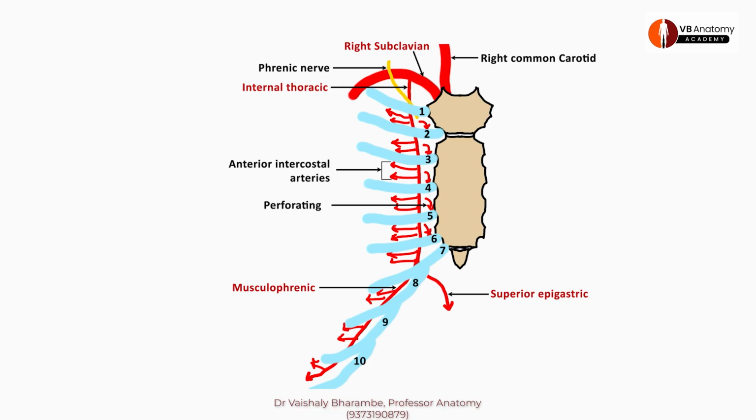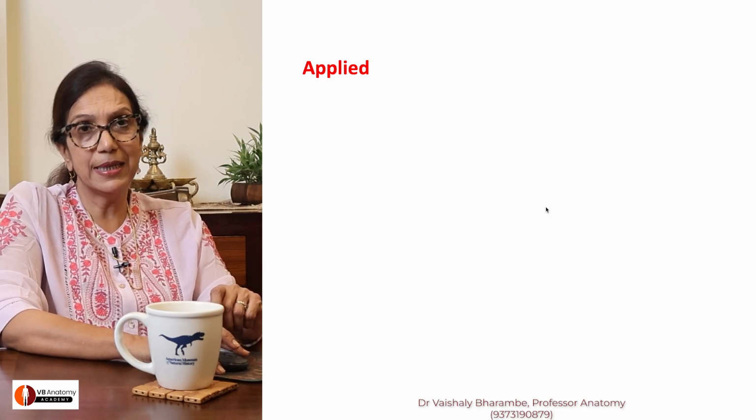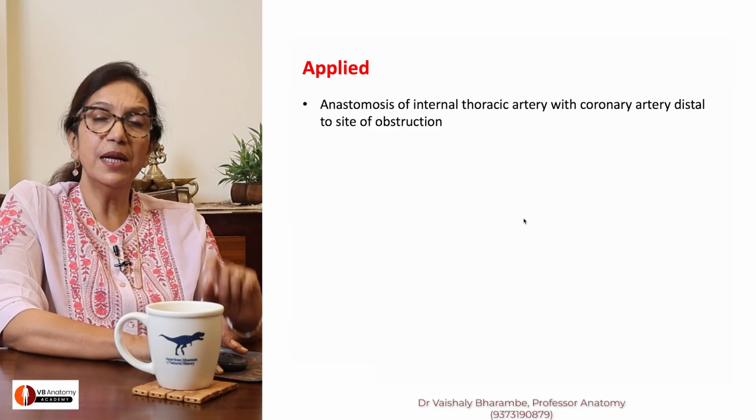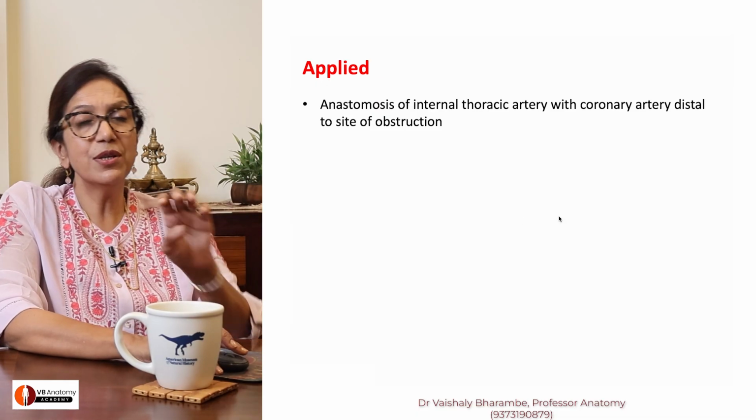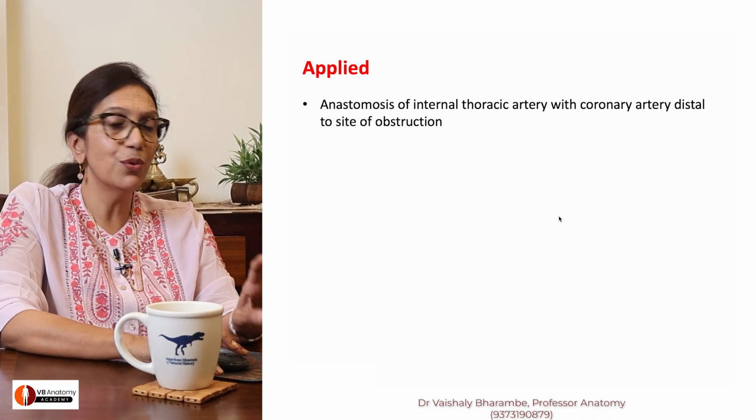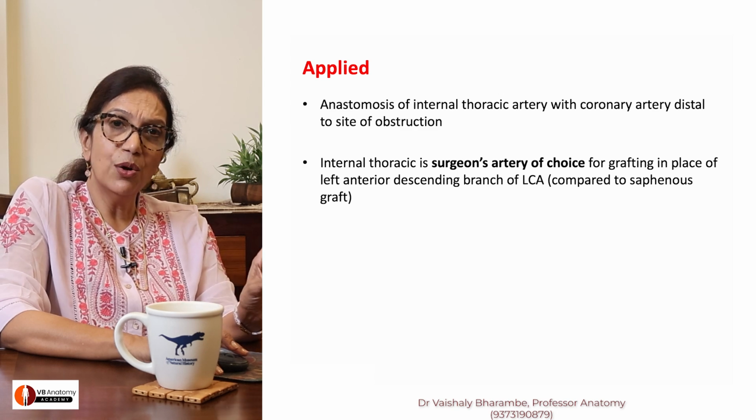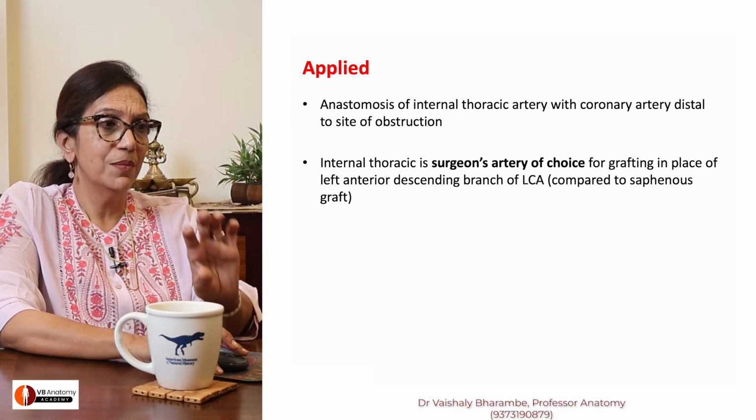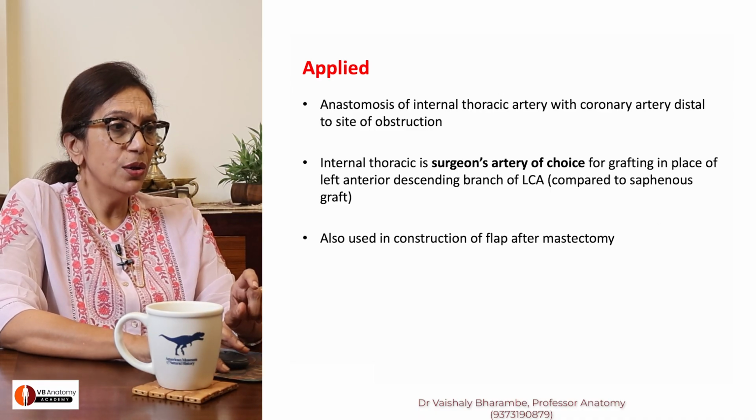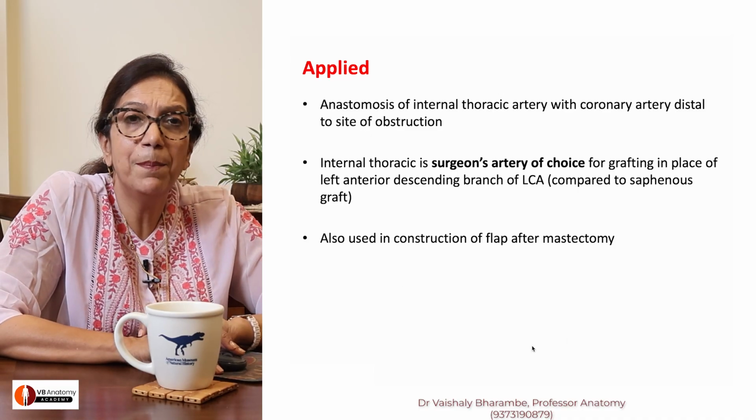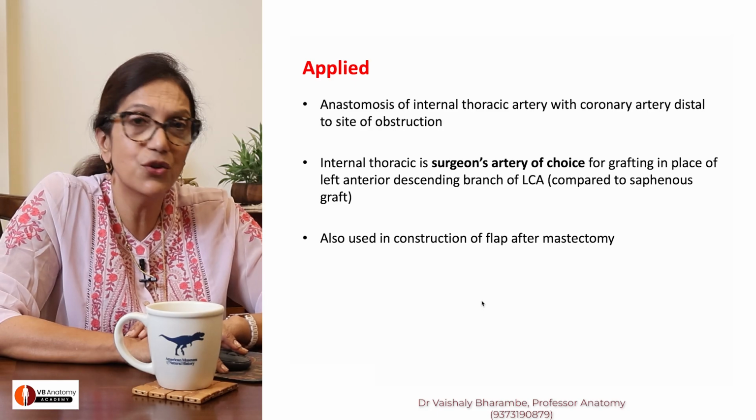Having drawn the internal thoracic artery, let's discuss a little bit of applied anatomy. Internal thoracic artery is often an artery of choice for anastomosing with the coronary artery in case of coronary obstruction. A surgeon's choice also for grafting instead of saphenous vein. Also used in construction of flap after mastectomy. So these are uses of internal thoracic artery surgically.